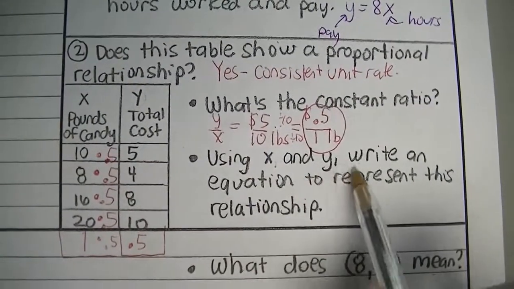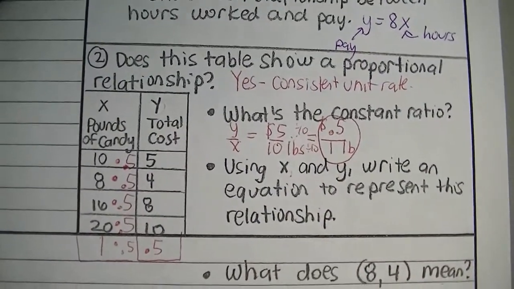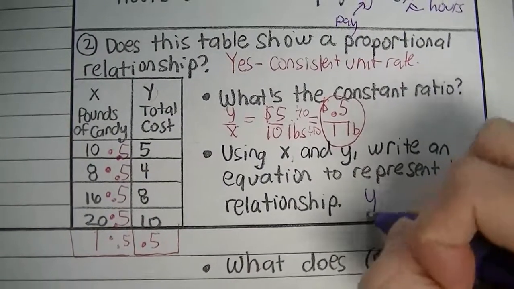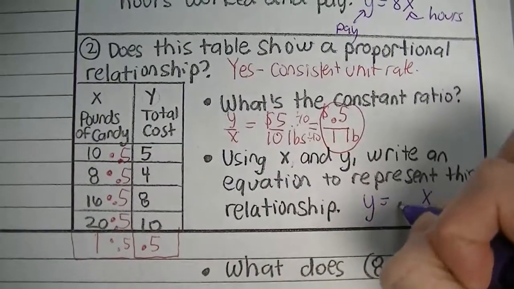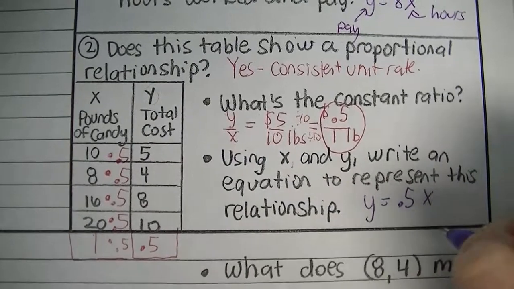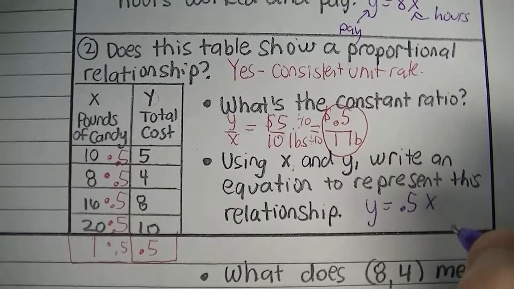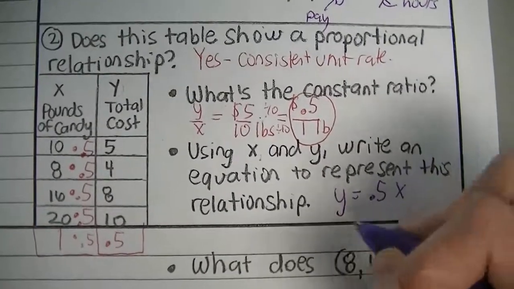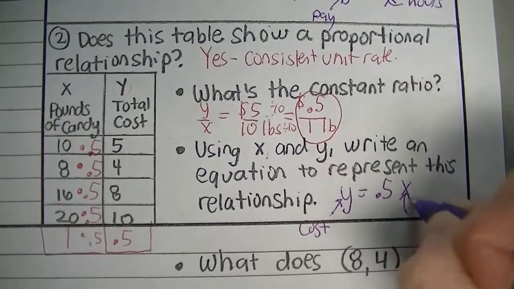Okay, using x and y, write an equation to represent this relationship. Here's x and y. Remember, it's y equals your unit rate times x. So the unit rate was 5 tenths, or you could put 1/2, same thing. 5 tenths and 1/2 is the same thing. Or you can do 0.50 or 0.50000. That's all 1/2. y stood for the total cost. x stood for the pounds of candy.